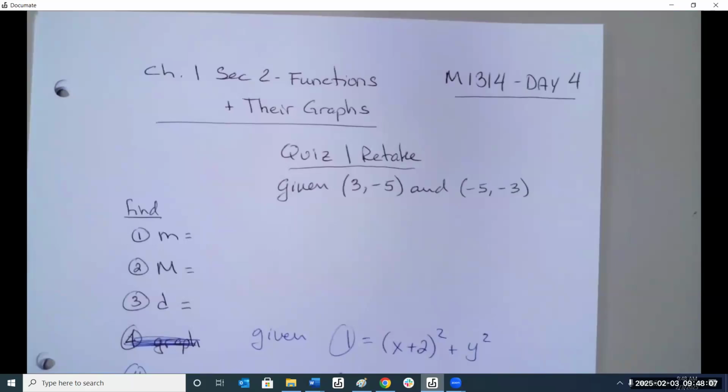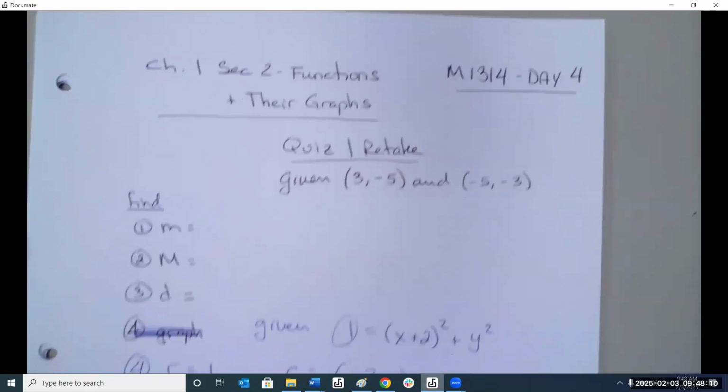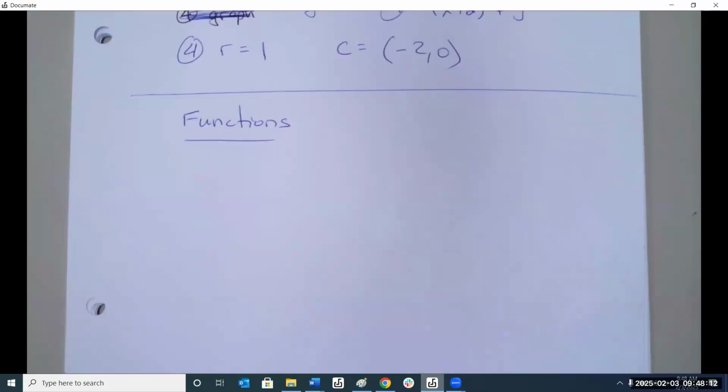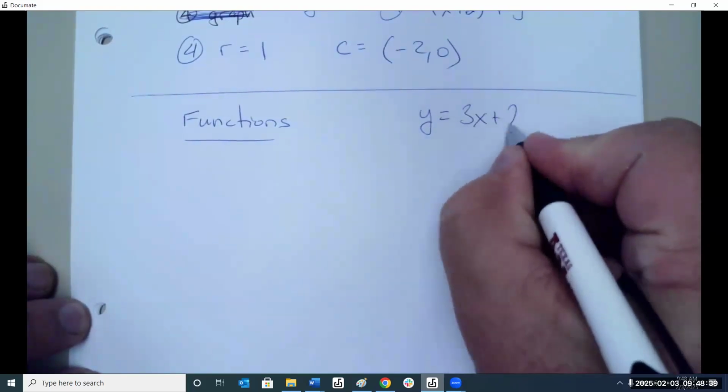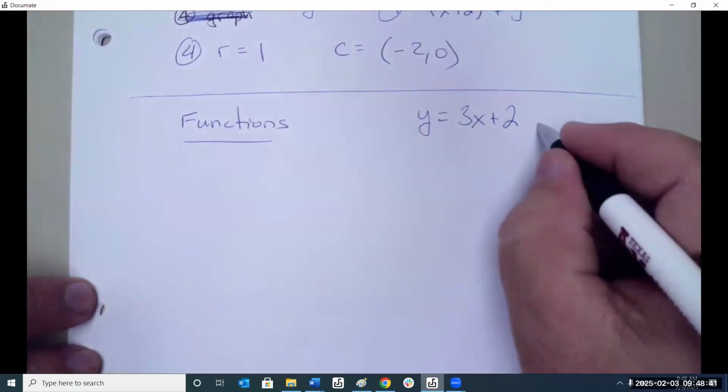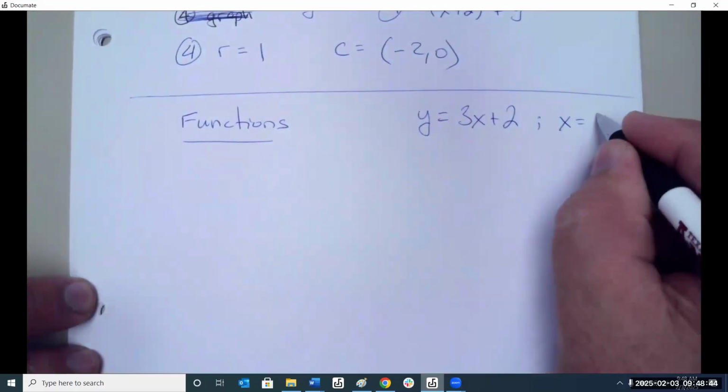Functions. Because this time in this section, we're dealing with functions and their graphs. What is a function? What does a function look like? Yeah, because basically we're used to doing this, and I give you an X.